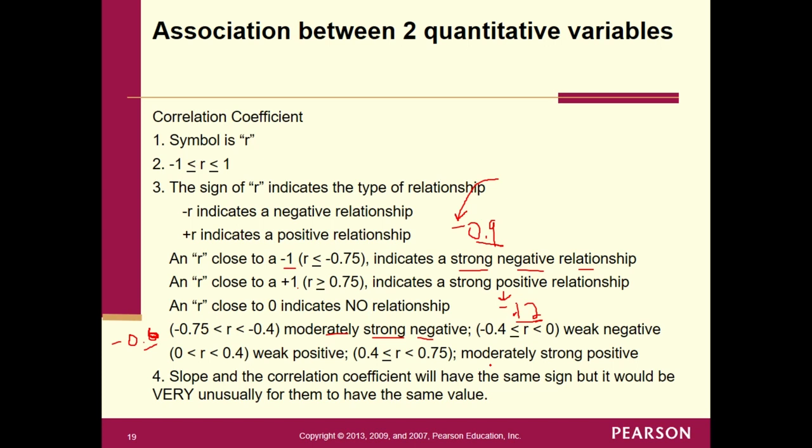Okay, the slope and the correlation coefficient will always have the same sign. So if you have a negative relationship, the slope is going to be negative and the correlation is going to be negative. If you have a positive relationship, positive slope, positive correlation. But they will not have the same value. It would be a very rare situation that they would have the same exact value. So don't expect correlation and slope to have the same value, but they will have the same sign.